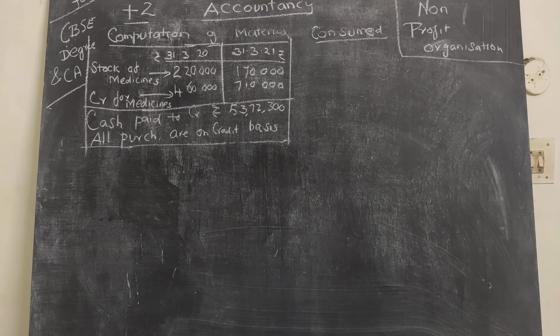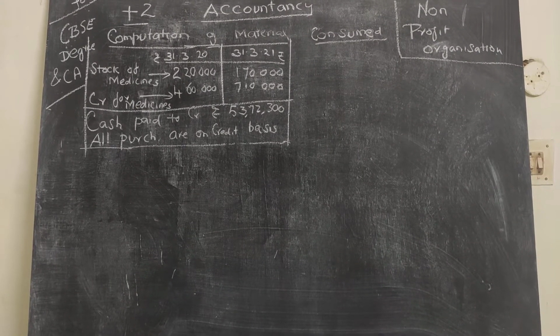The first problem is on the board, computation of material consumed. Here you are asked to find out the cost of medicine used with the data given. Opening stock of medicine is given, creditors for medicine is given. In addition to that, cash paid to creditors is given. Assume all purchases are on credit basis and find out the medicines consumed.